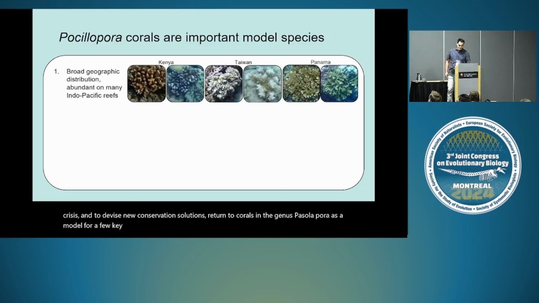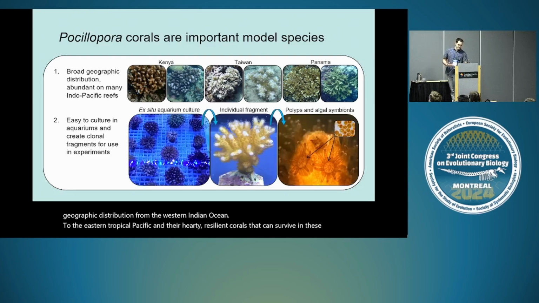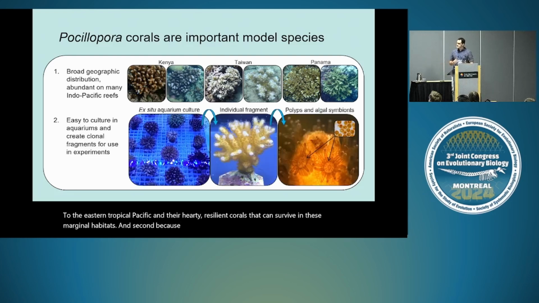The first is that Pocillopora corals have a really broad geographic distribution from the western Indian Ocean to the eastern tropical Pacific, and they are hardy, resilient corals that can survive in these marginal habitats. And second, because of this resiliency, Pocillopora corals tolerate captivity better than other species and are easy to culture in aquariums. So we can create small replicate fragments for use in manipulative experiments that seek to better understand coral cell biology and microbiology.